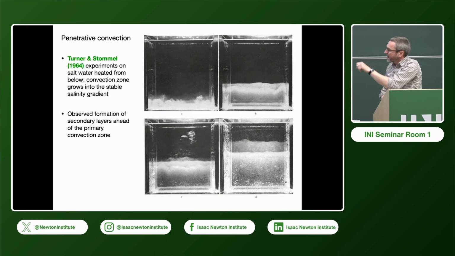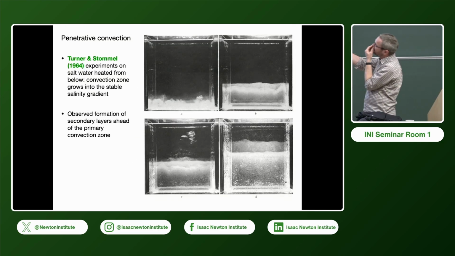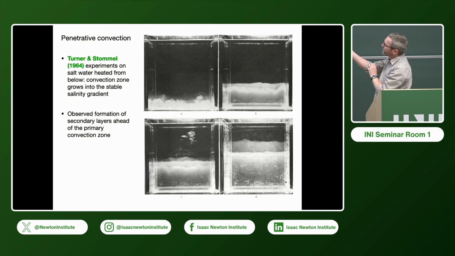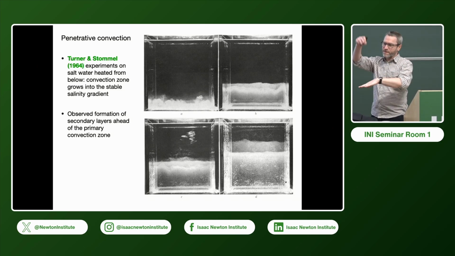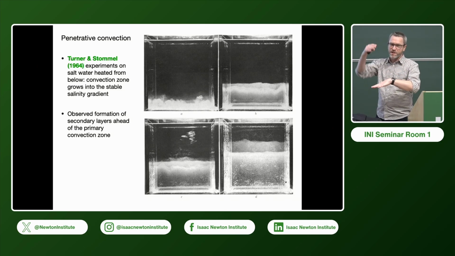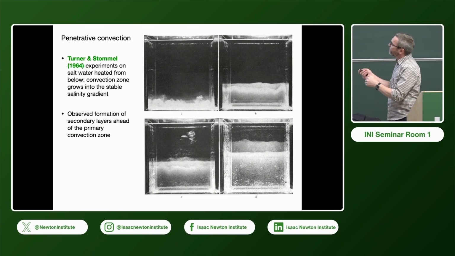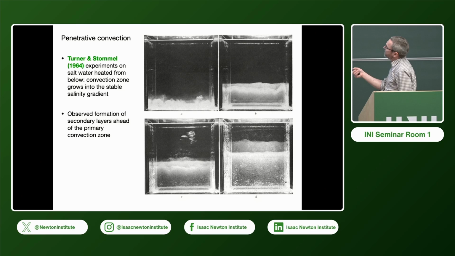There is an analogous set of experiments, actually, which remind you of what's happening in Jupiter, going back to Turner and Stommel 1964. What they did here is they took a stratified tank of salty water and heated from below. So we're cooling from the top, growing convection by cooling from the top, but here you're heating from below. And you see here a convection zone develops, eating into the salt gradient over time. The convection zone grows over time.